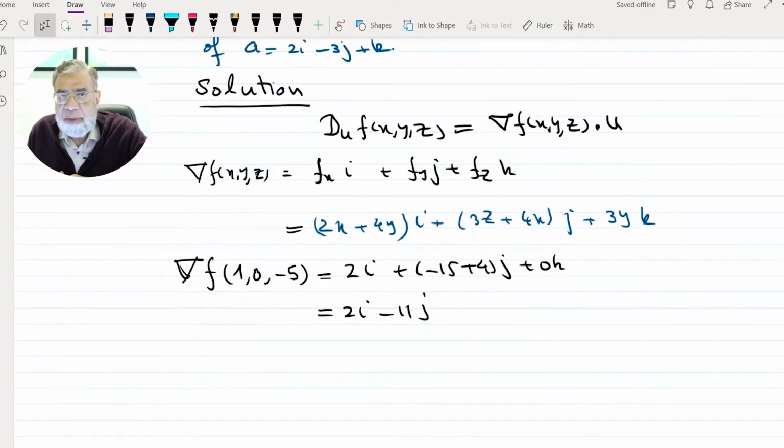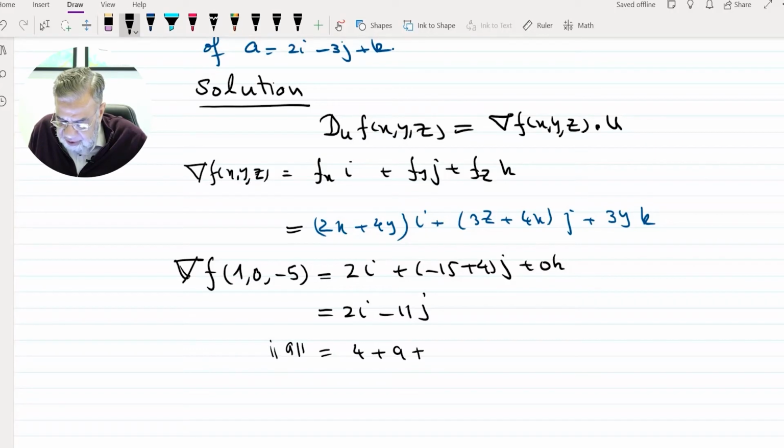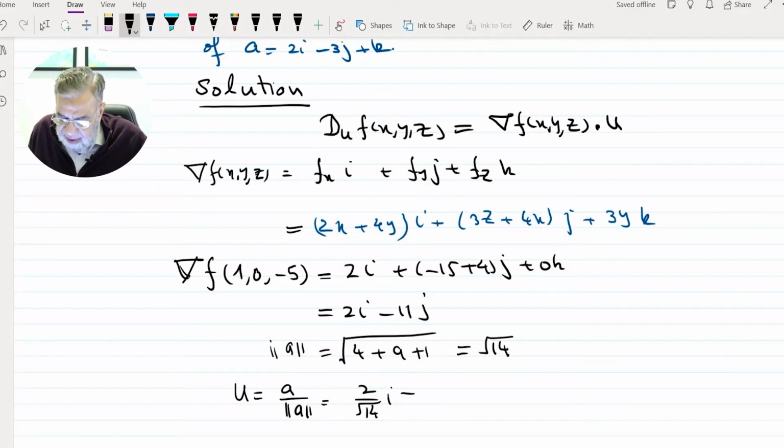Next in my formula, I need the unit vector. For that, I need the magnitude of the vector. Magnitude of vector A is equal to the root of 4 plus 9 plus 1, that is u1 squared, u2 squared, u3 squared, and that is equal to root of 14. So my vector u is vector A over magnitude of vector A. That gives me here 2 over root of 14 i minus 3 over root of 14 j plus 1 over root of 14 k. So this is my u.